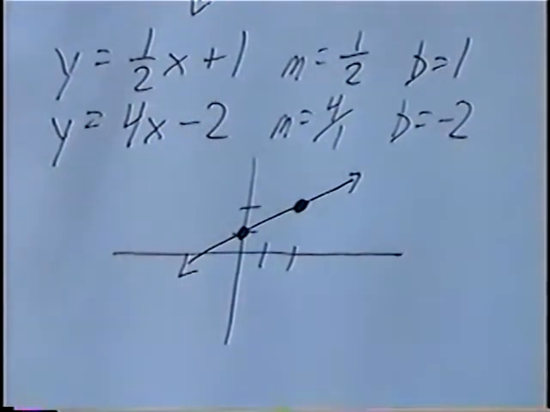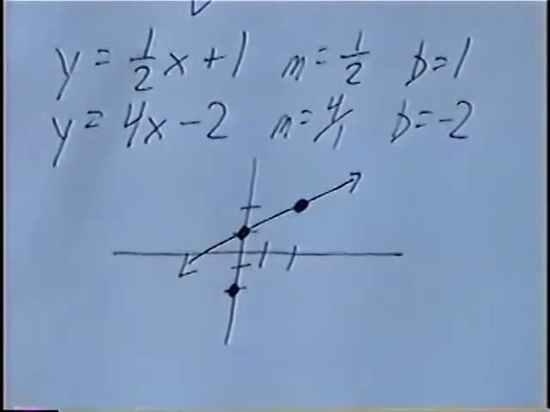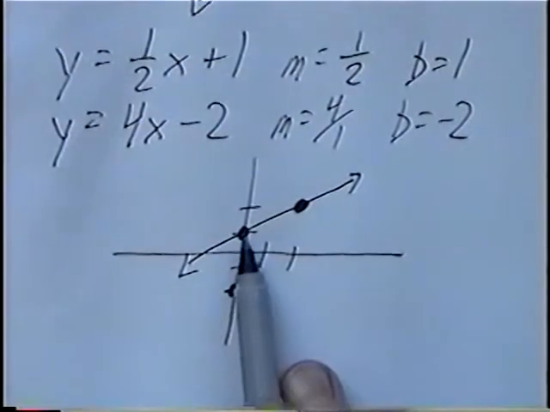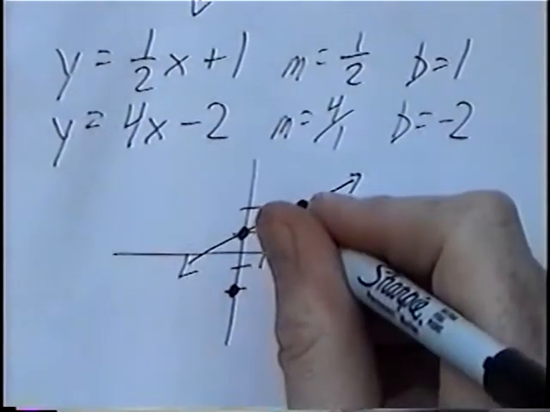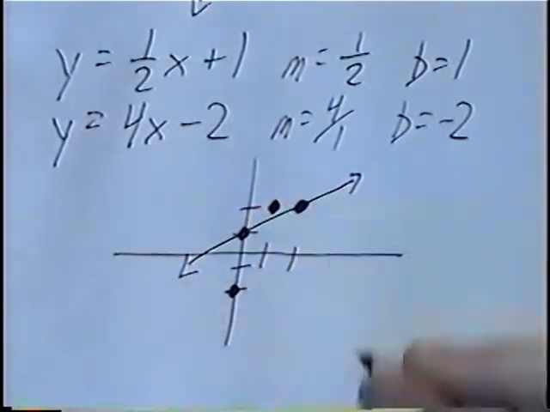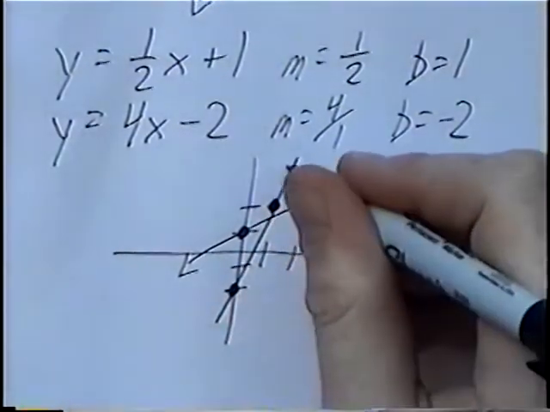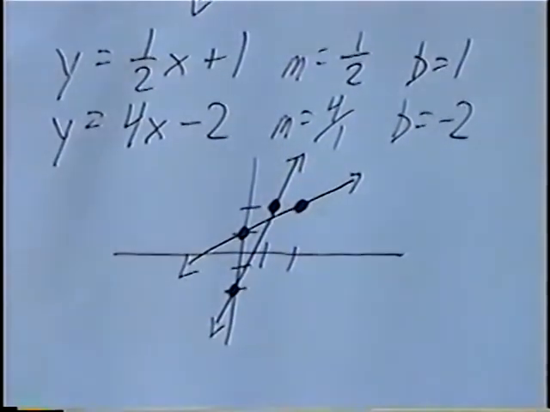Second equation starts at negative 2 on the y-axis, and the slope is 4 over 1, so we'll go up 4 spots and to the right 1 spot. Taking these 2 points, we can connect them to get our second line.